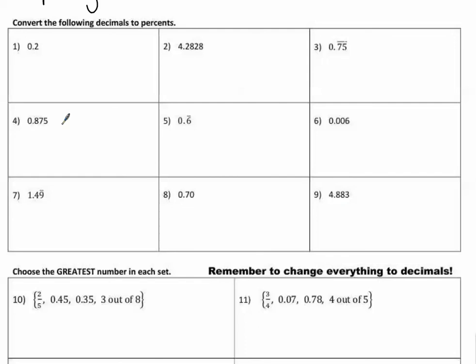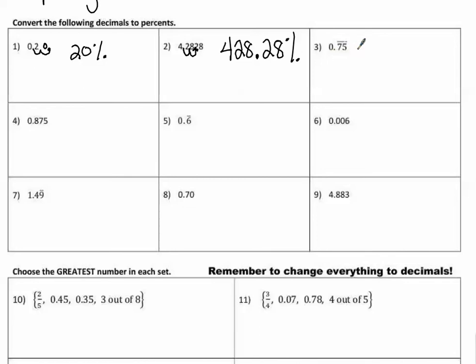Let's try a couple problems. 2/10. I'm going to move my decimal 2 places to the right, fill in any empty loops with a 0 to get 20%. Always rewrite your answer. Number 2, move your decimal 2 places to the right to give you 428.28. Okay, so 428 and 28/100%. You are writing percents, so you need the percent sign.